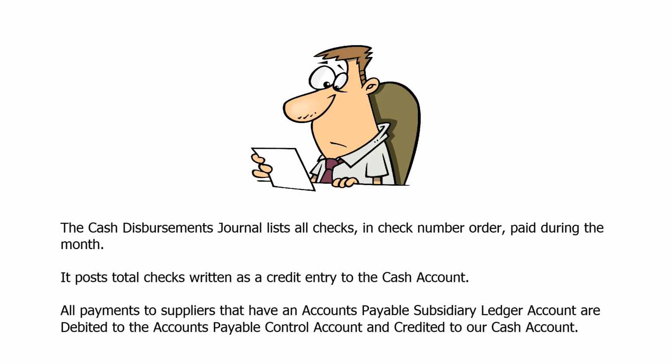The Cash Disbursements Journal lists all checks, in check number order, paid during the month. It posts total checks written as a credit entry to the cash account. All payments to suppliers that have an accounts payable subsidiary ledger account are debited to the accounts payable control account and credited to our cash account.